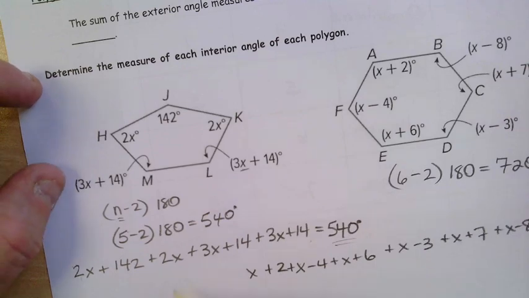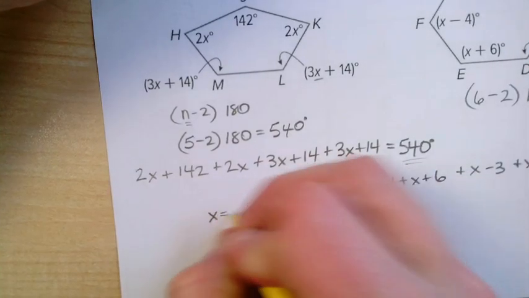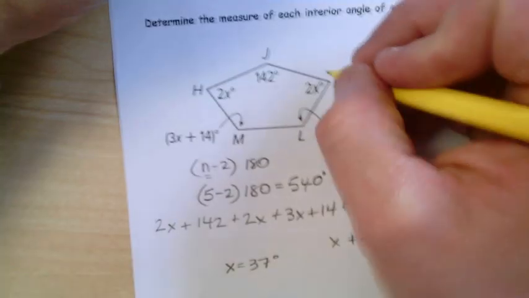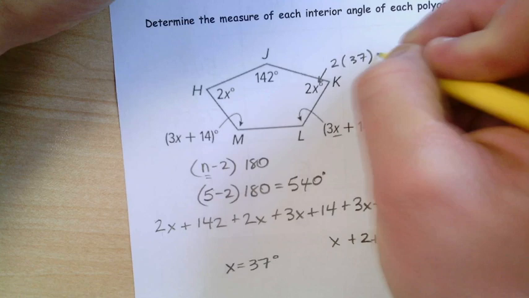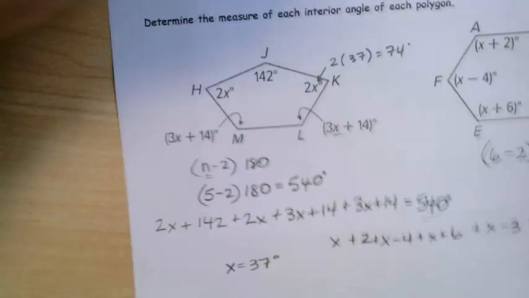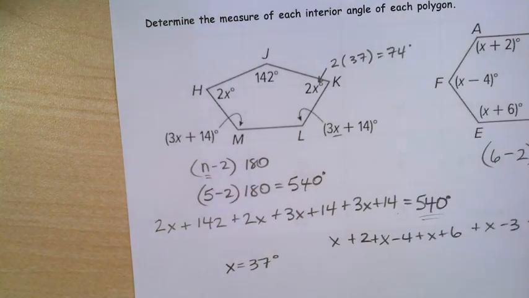So when you solve for x, for example, the x down here ends up being 37 degrees. You just plug it back in, and angle K is going to be 2 times 37, which is 74 degrees. Okay? So again, that's how you set the problem up, and then from there it's just algebra.